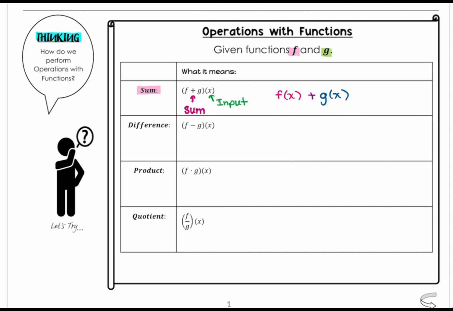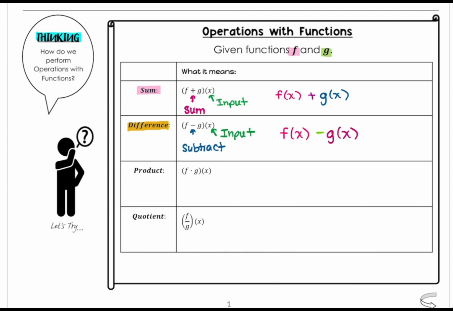So the second one here, we have a difference. Looks exactly like the sum, only that there are two functions, f and g, and we have some sort of subtraction. Again, we have a given input. So for this type of problem, we are taking the function f, inputting x, subtracting that when my input is also x.